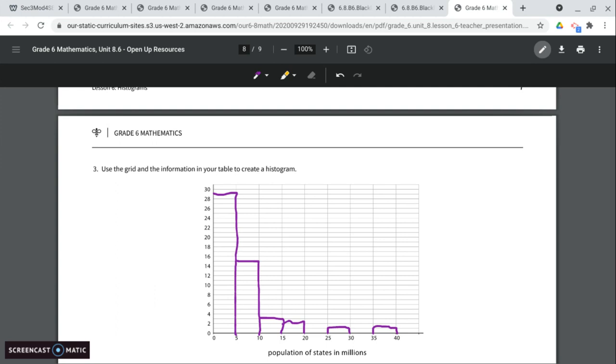All right, so your keyword for this lesson, like I said, is histograms.